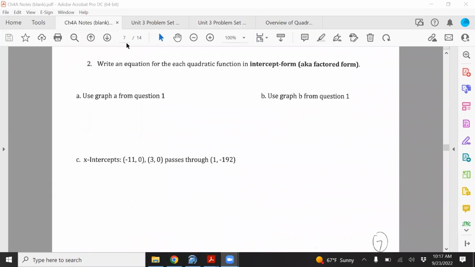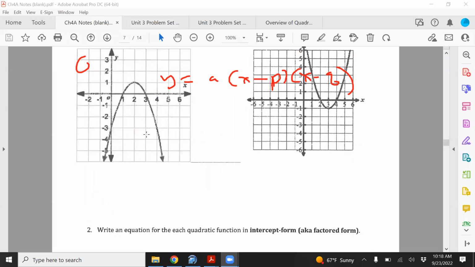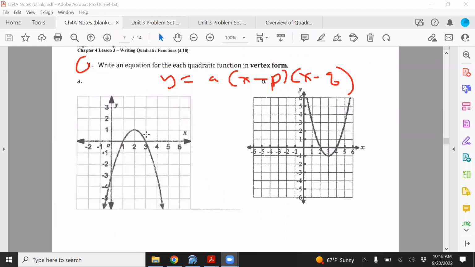Number 2. You're asked to write in intercept form. Isn't that y equals a times x minus p, x minus q? Whether you use P or Q or different letters, I don't really care, but it has to be factored, and you have to have some letter to represent the intercepts. We use P and Q, and that's also in the little cheat sheet I gave you guys. We're just going to use the graphs from up above. Okay, so what are the x-intercepts here?